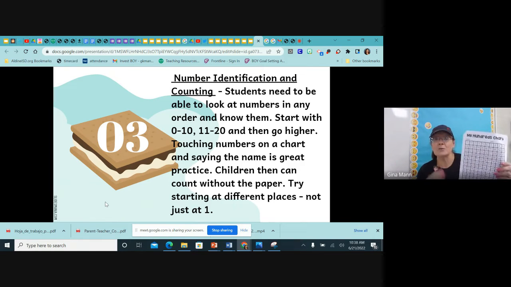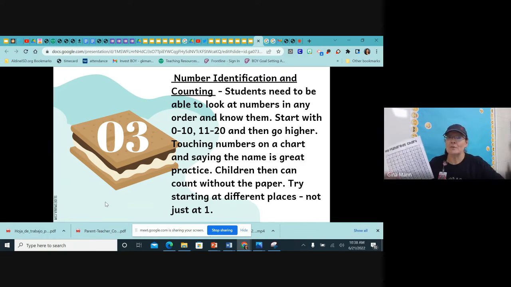Then another really important part in having a 100s chart is starting anywhere in the chart. You can be in the car. You could be in the kitchen.